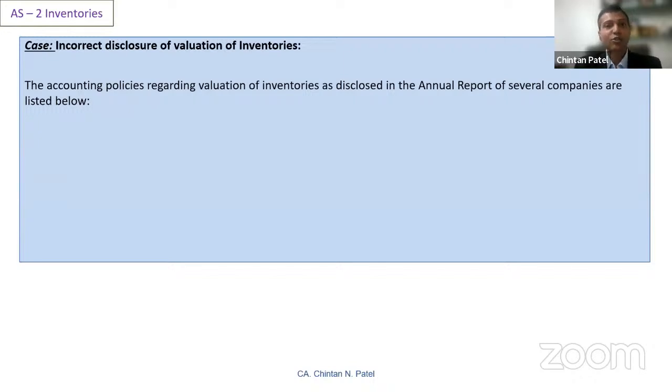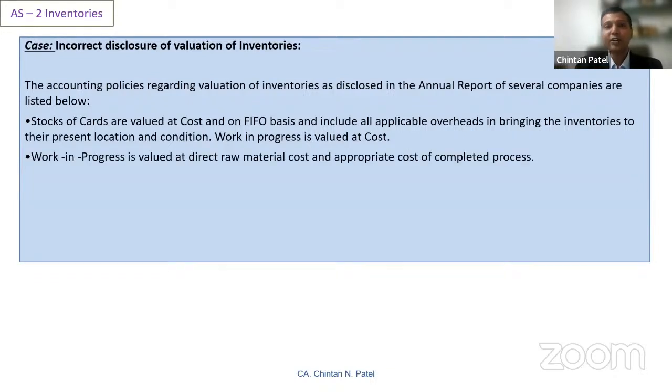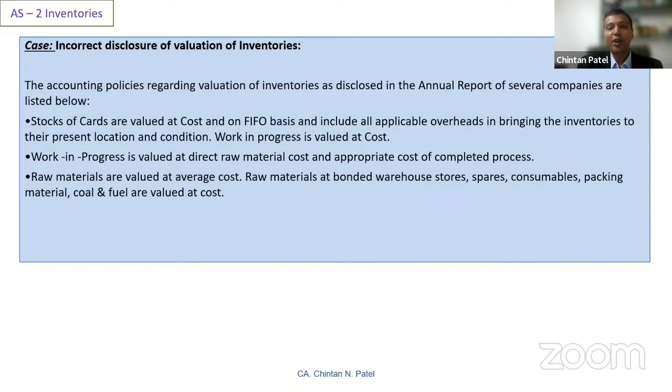Let us look at the next point, that is AS2, the inventories. Incorrect disclosure of valuation of inventories. If we just look at AS2, AS2 says how to value inventory. Let us look at a few annual reports, how they are disclosing accounting policy for inventory valuation. In one of the cases, it was mentioned that the stock of cards are valued at cost and on FIFO basis, and it includes all applicable overheads in bringing the inventories to their present location and conditions. Work in progress is valued at cost. Second, a company mentioned work in progress is valued at direct raw cost and appropriate cost of completed process. Raw materials valued at average cost.